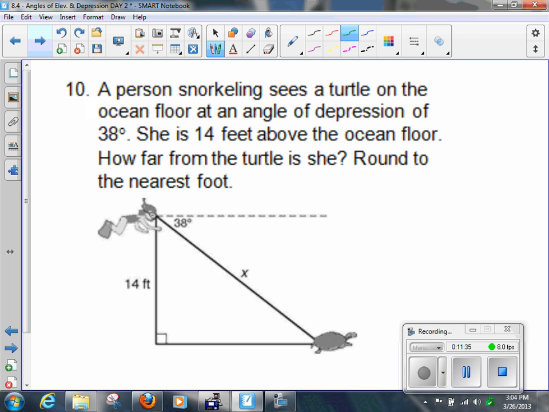Look at the next one. A person snorkeling sees a turtle on the ocean floor at an angle of depression of 38 degrees. What's wrong with the 38 degrees? It's not in the triangle. Do I put it here? No. Where do I put it? The bottom right-hand corner. She's 14 feet above the ocean floor. How far from the turtle is she? Round to the nearest foot.